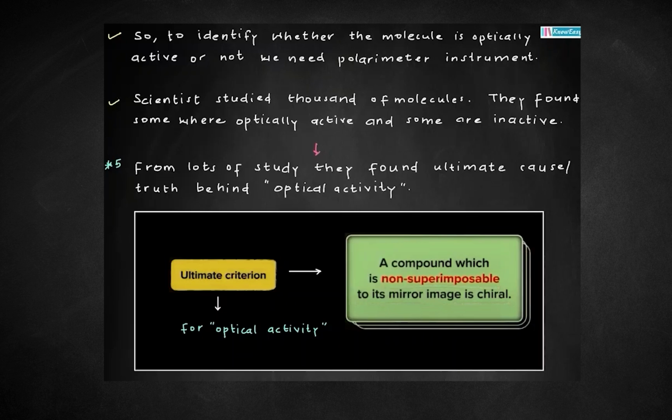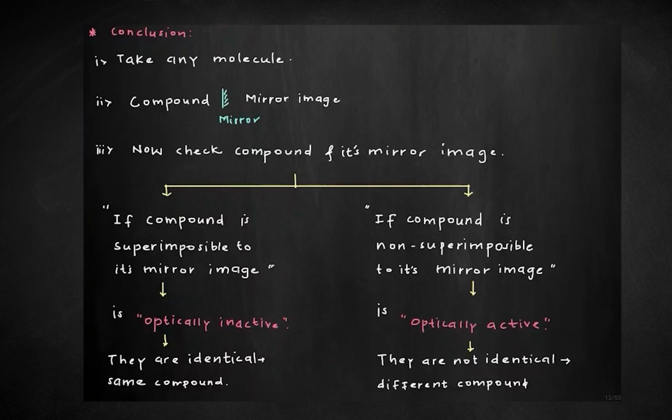Okay, what does it mean? We will see in a few minutes. So what is the conclusion? Take any molecule, take its mirror image. Now check the compound and its mirror image. If the compound is superimposable on its mirror image, then the molecule is called optically inactive and they are identical with each other. If the compound is non-superimposable on its mirror image, then the molecule will be optically active and they are non-identical and different compounds.